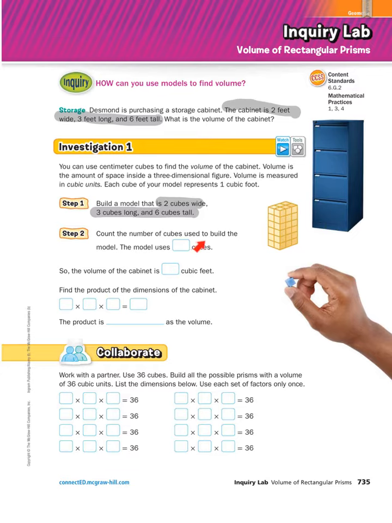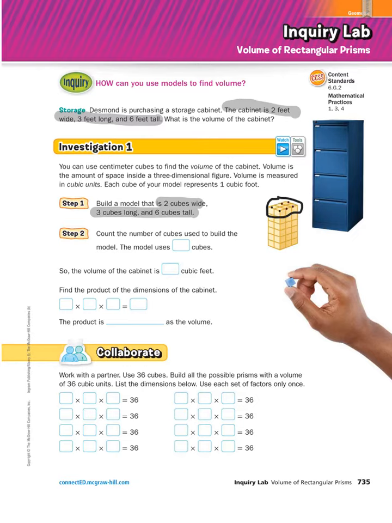Step 2, count the number of cubes used to build the model. The model uses blank cubes. So I'll show you a way to kind of count with this because you can't see some of the cubes. I like to look at this top layer here. And on the top layer there are 1, 2, 3, 4, 5, 6 cubes there.